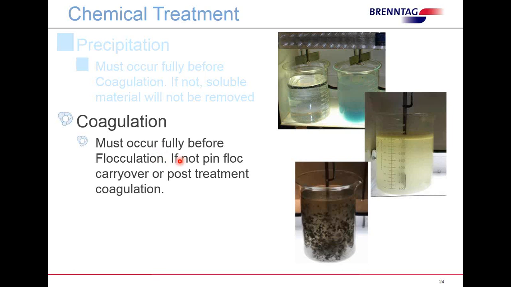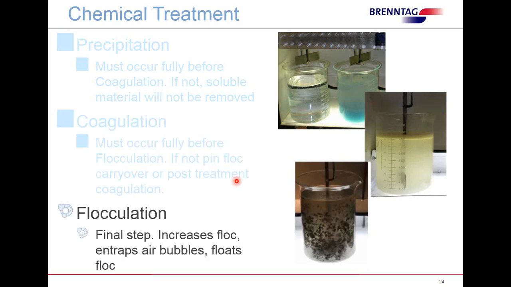If you don't see this, you can have pin flock carrying through the DAF unit, or in some severe cases, actually have post-treatment coagulation where the products will start working after the DAF unit. And then lastly, we have flocculation, which is the final step, which increases flock size, can entrap air, and will float the sludge.